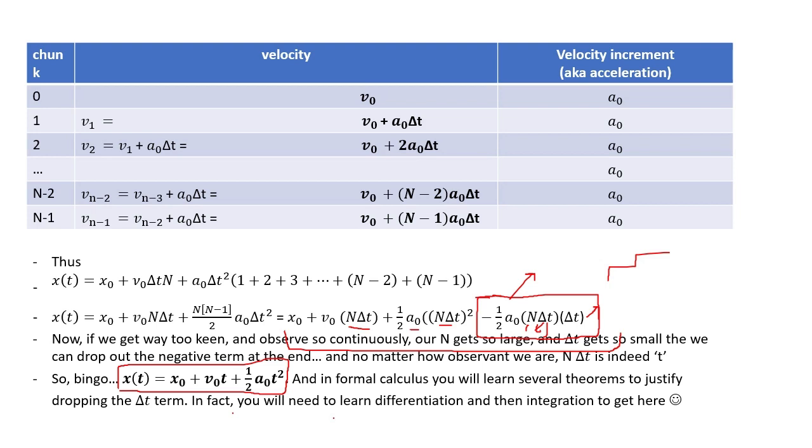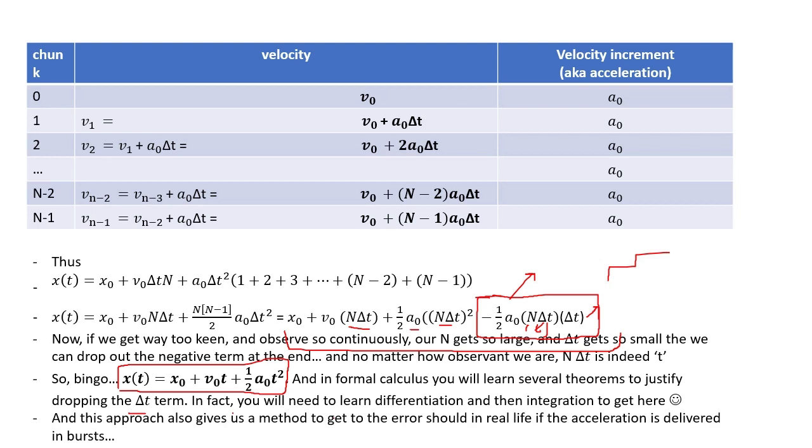And in formal calculus, you will learn several theorems, maybe the squeeze theorem or whatever, afterwards, to justify dropping this delta t term, and maybe you will also look at the binomial theorem to derive the fact that the derivative of any nth degree polynomial is n times t to the power n minus 1 and so forth, to get to this formula.